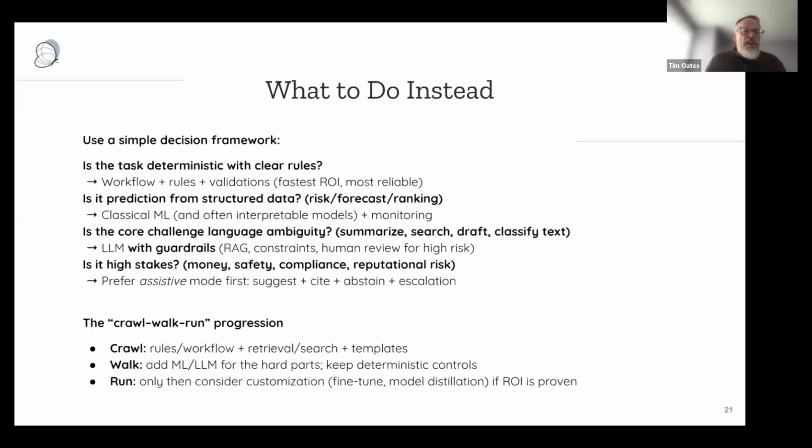So, what do you do instead? You think about it, right? Is this a task with simple deterministic rules that are clear? Let's go that route. Is it a prediction from structured data? Then let's do classical machine learning. Those models are more interpretable, but let's also do some monitoring to make sure that everything is still running smoothly as time goes by. Is it language ambiguity? Then let's use large language models, but put some guardrails around it. And is it high stakes, right?